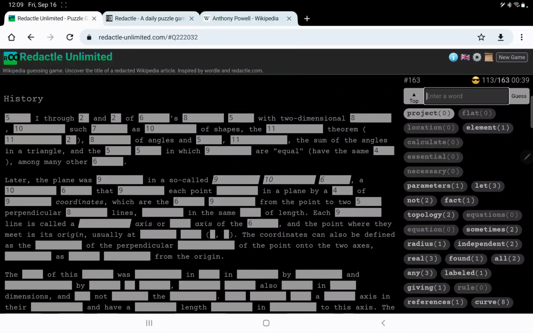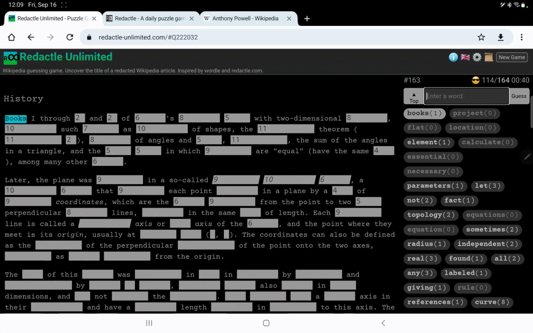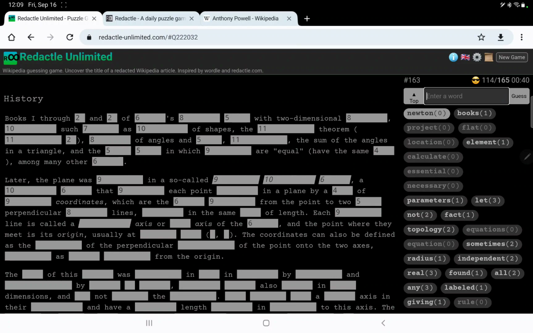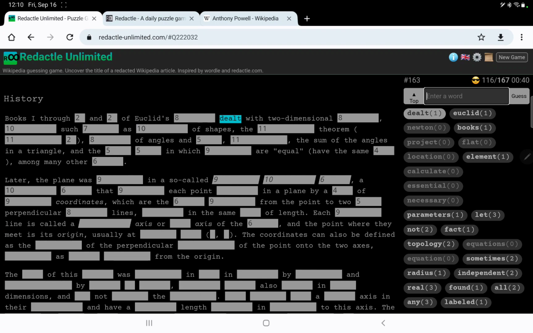Oh, maybe, okay, so history, I think I've worked out that I, and I'm sure you thought of it earlier, but I think it's books 1 through some number and some extra one of Newton. No, it's probably earlier. Euclid. Yes, Euclid's. What was his work called? Maybe dealt with. Yes, dealt with 2-dimensional something.